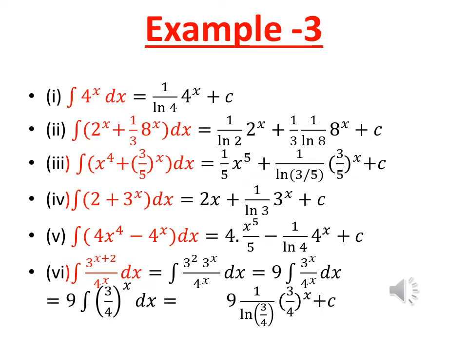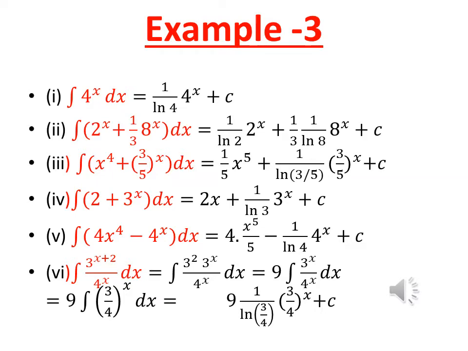Integration of 2 power x plus 1 over c times 8 power x. Distribute the integration. First, the integration of 2 power x is 2 power x divided by ln 2, plus the integration of 1 over c times 8 power x, which is 8 power x divided by ln 8, plus c. If you know the rule well, no problem.